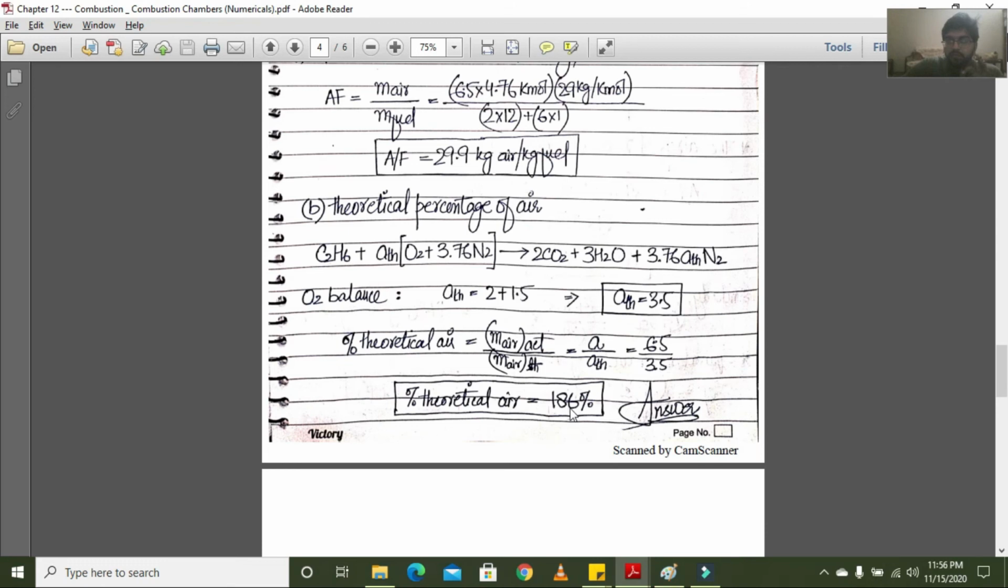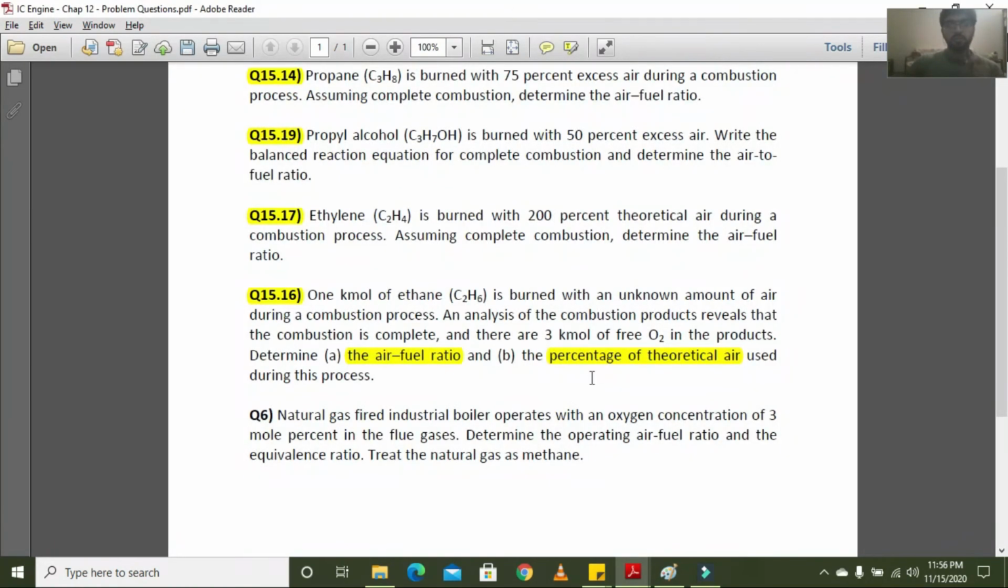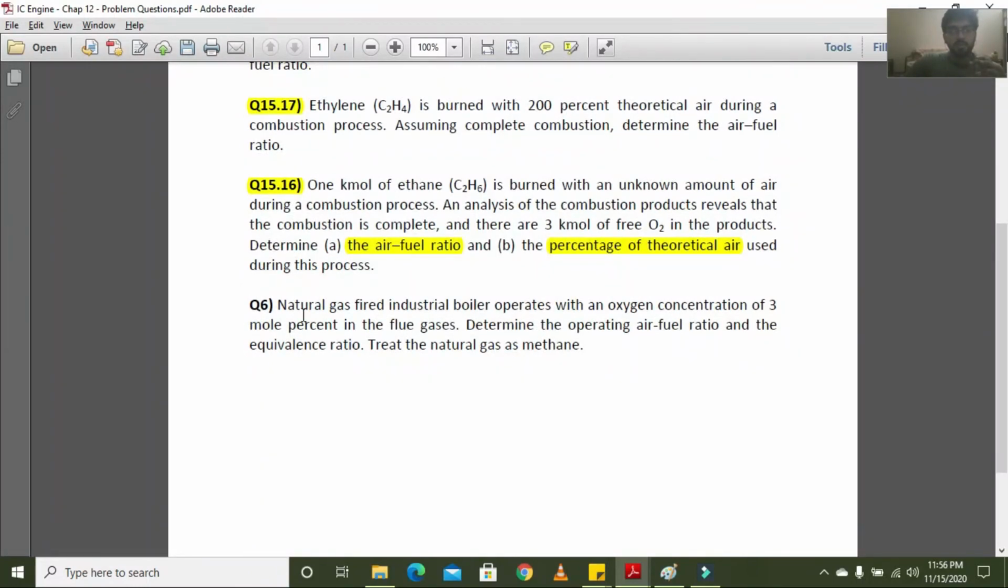1.86, and for the percentage I will multiply it by 100, and it is coming out to be 186 percent of the theoretical air. This means I had provided 86% excess air during the combustion process. So this is what these questions are all about. So far I have explained 5 questions, 5 numericals. I hope these questions are quite clear to you.